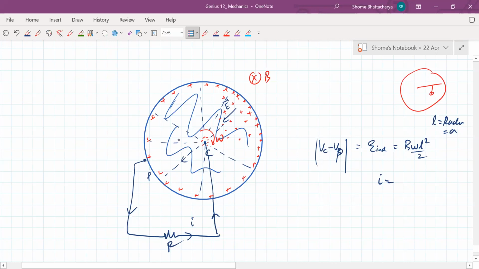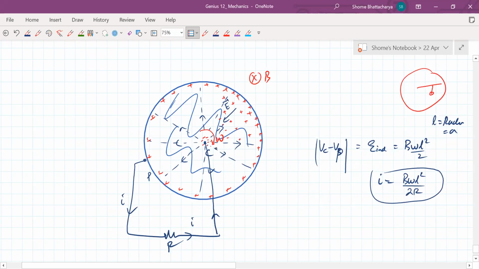Now inside, this is the source of EMF. Inside a battery, the internal current flows from the negative to the positive terminal. That's why the external current flows from positive to negative. So this is how that current is flowing, and that total current is B omega L square, or A square divided by 2R, whatever.